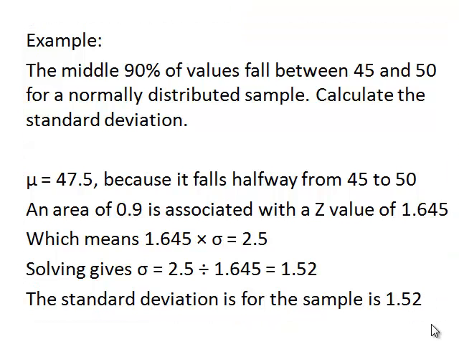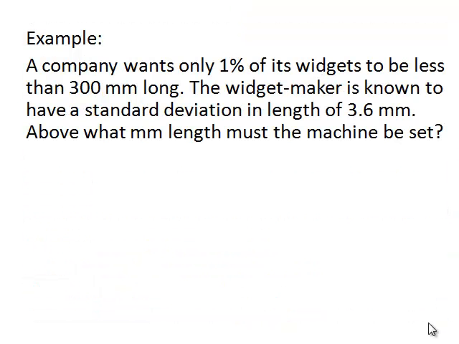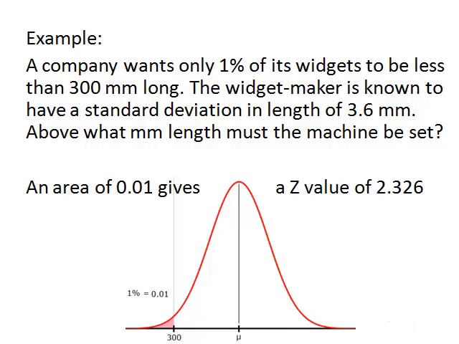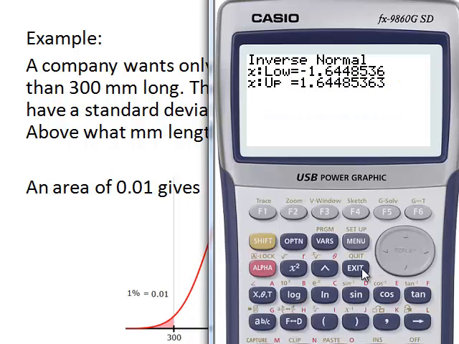Try again. The company wants 1% of its widgets to be less than 300 millimeters long. The widget maker is known to have a standard deviation of 3.6, so we need to set the machine so that only 1% is below. And this is the situation. We have 1% is below 300, but we need to find the mean. The area of 0.01 is a Z value of 2.326, so we'll just check that out.